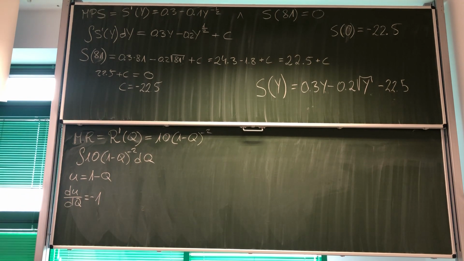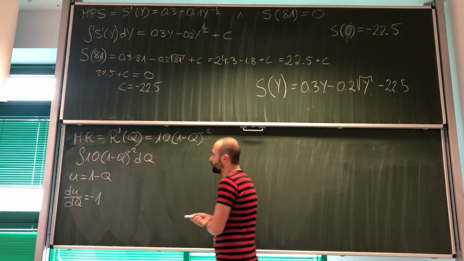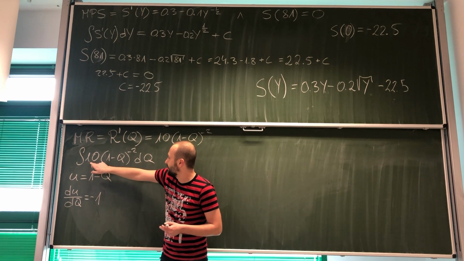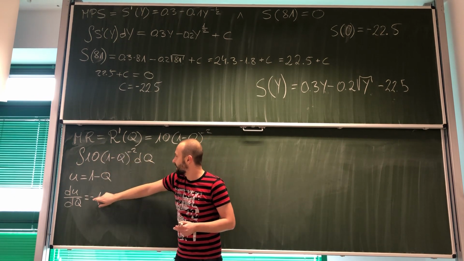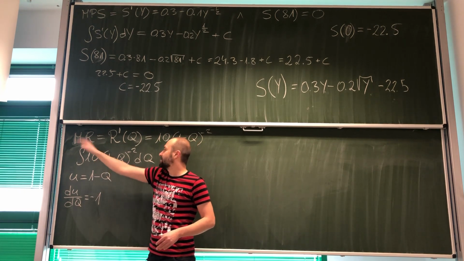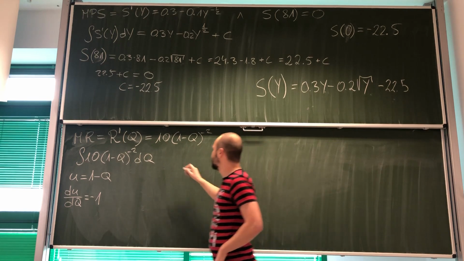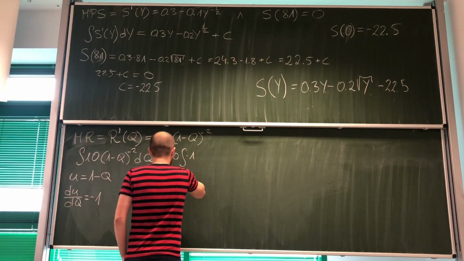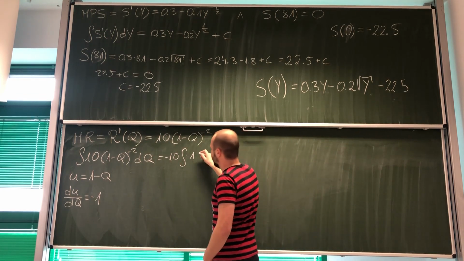And look, when we use integration by substitution, what we want to have is the derivative of this function inside, so negative 1 over here. What do I need to take out of the integral to have negative 1 over there? Well, I need to take negative 10. Negative 10 times negative 1 gives us 10.